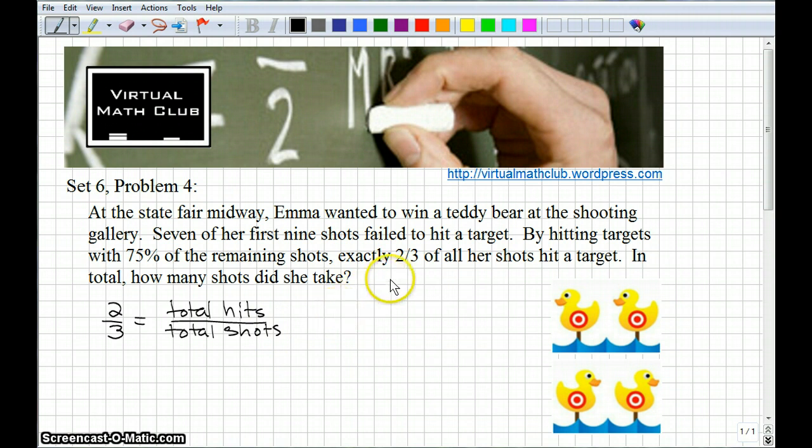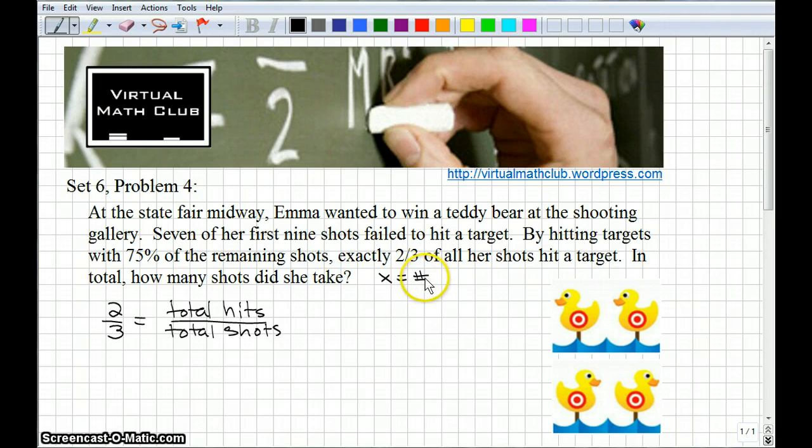So we're given that. We're also given that she missed 7 of her first 9 shots, which means that she actually hit 2, right? And then with the rest of her shots, she made 75% of them. Okay. So the other thing that is a good idea is to define a variable. And the variable that I used, now there's different ways to do this, so this might not be the variable you want to use or that you used to solve it if you've already got it solved.